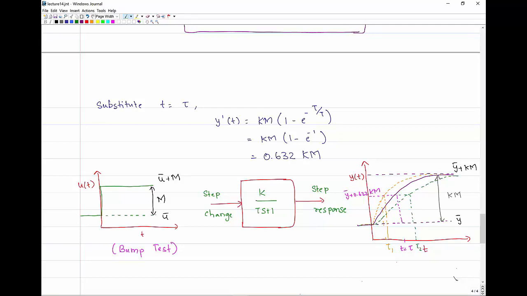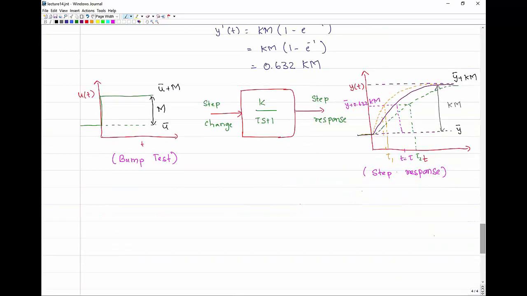Now, if the time constant is smaller, as in tau 1, the response is going to be faster, and if the time constant is larger, as in tau 2, the response is going to be slower. In other words, time constant is a measure of how fast or how slow a process responds to changes in inputs.